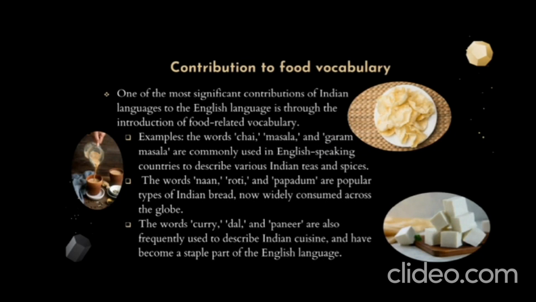One of the most significant contributions of Indian languages to the English language is through the introduction of food-related vocabulary. For example, the words chai, masala, and garam masala are commonly used in English-speaking countries to describe various Indian teas and spices. Similarly, naan, roti, and papadam are popular types of Indian bread now widely consumed across the globe. The words curry, dal, and paneer are also frequently used to describe Indian cuisine and have become a staple part of the English language.